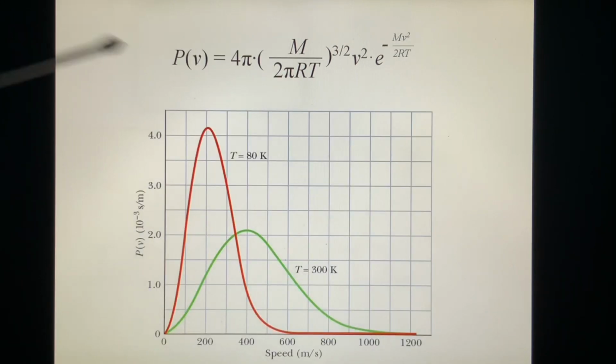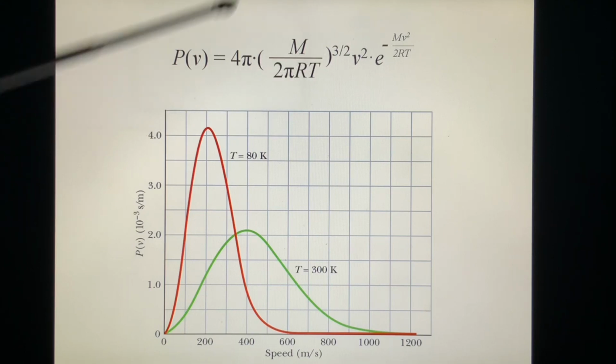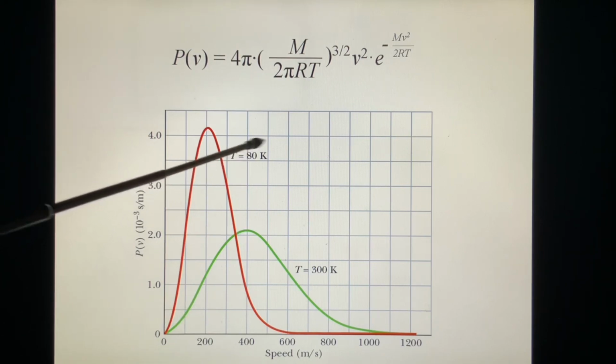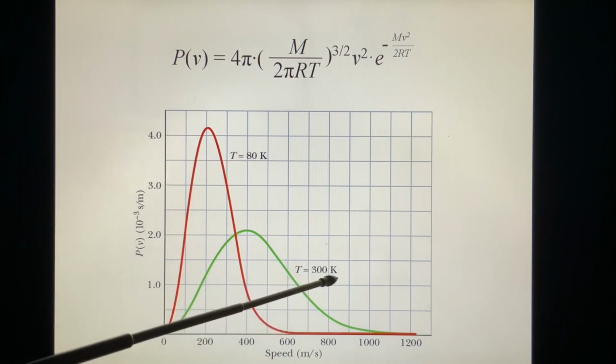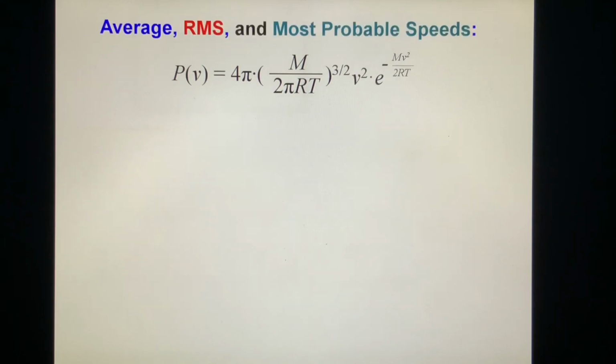Now we see this is also a function of T. With different T, we have different distributions of speed. With high T, say 80K or 300K, you have more molecules with high speed. The average speed, root mean square speed, and most probable speed, we calculate from this. We know the percentage, okay?